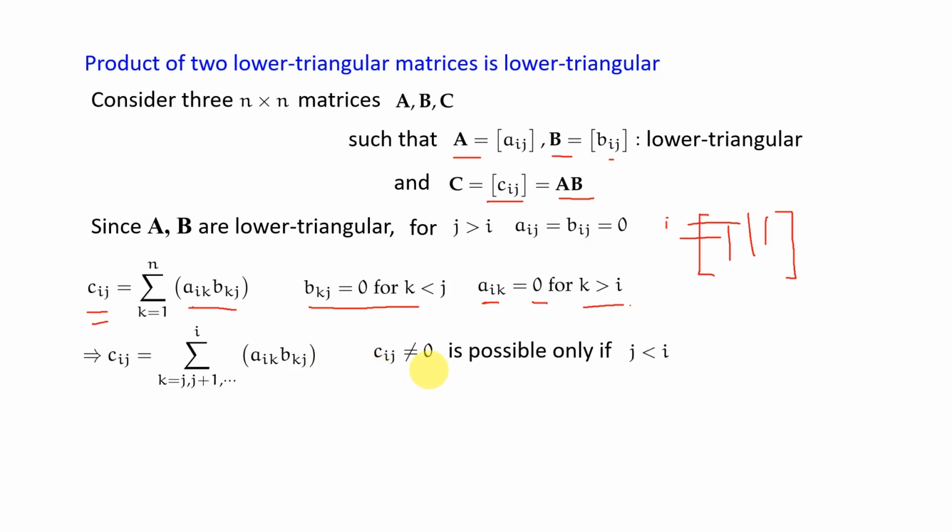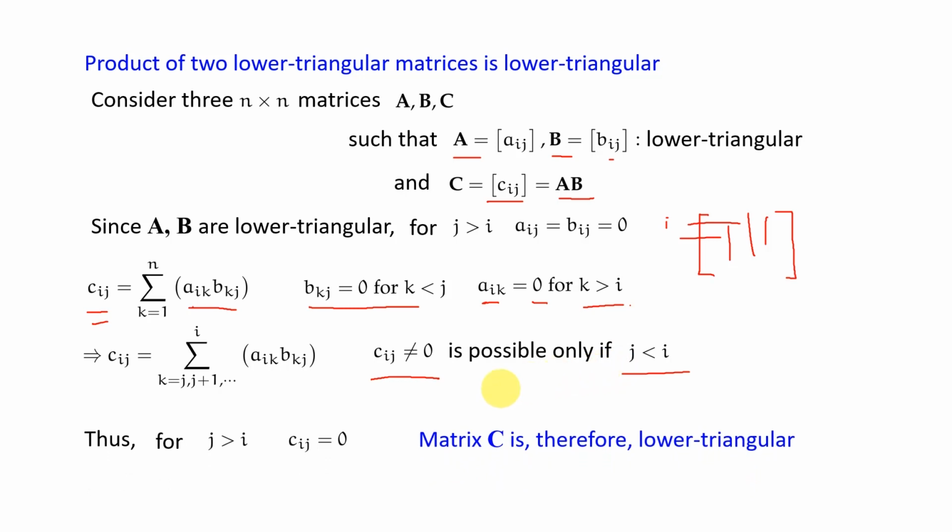Which means that Cij could be non-zero only if j is less than or equal to i. k must go from j to i, not i to j. The only way Cij could be non-zero is if j is not greater than i, or we can say that this matrix C is such that for j greater than i, Cij equals 0. And this is the very definition of a lower triangular matrix.